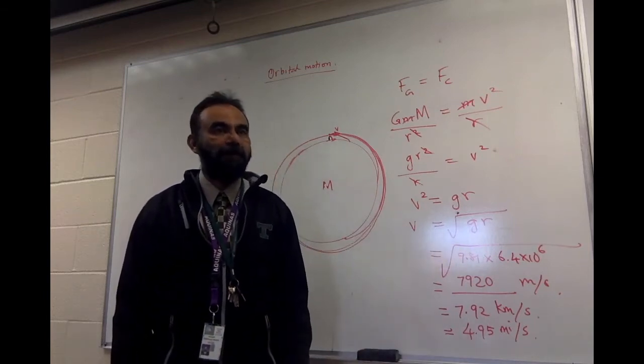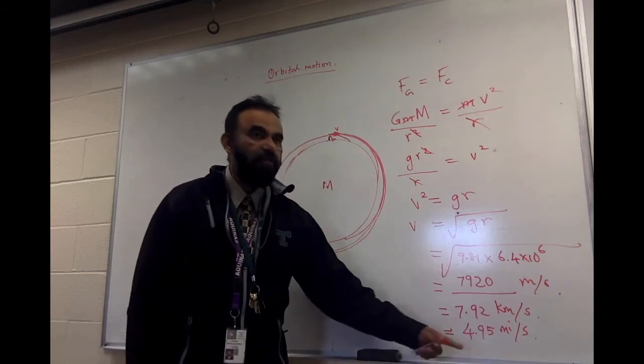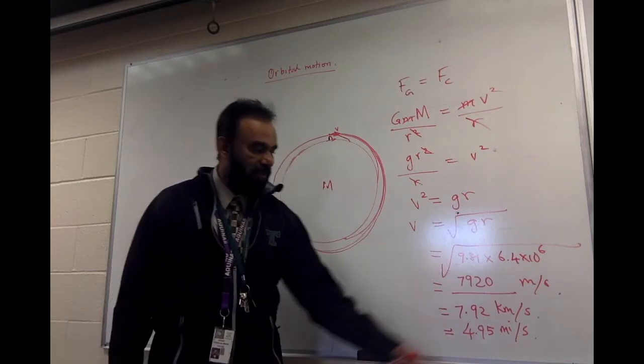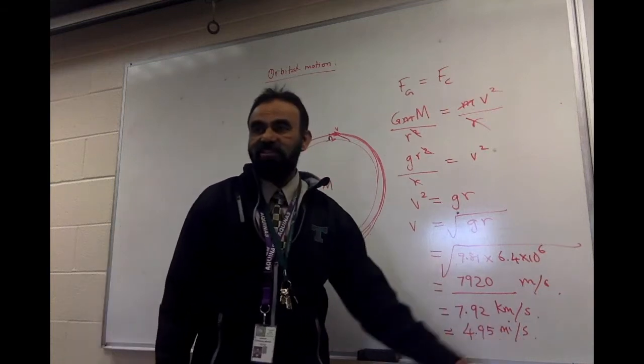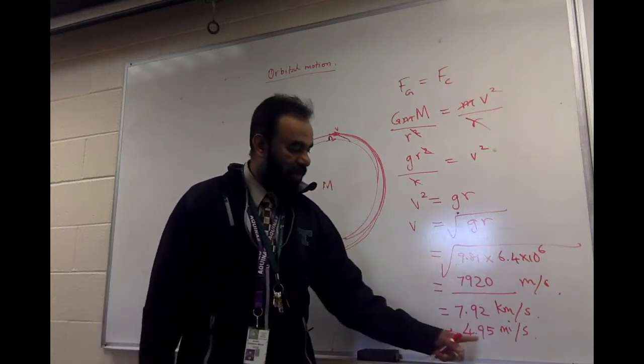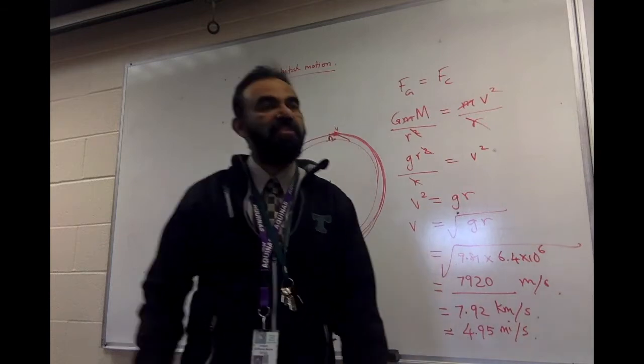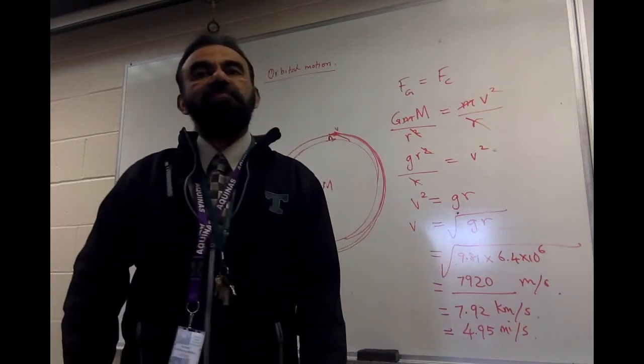What is that in miles per hour? Just multiply by 3,600, because there are 3,600 seconds in an hour. So multiply 4.95 times 3,600. That's a stroll. 3 seconds.